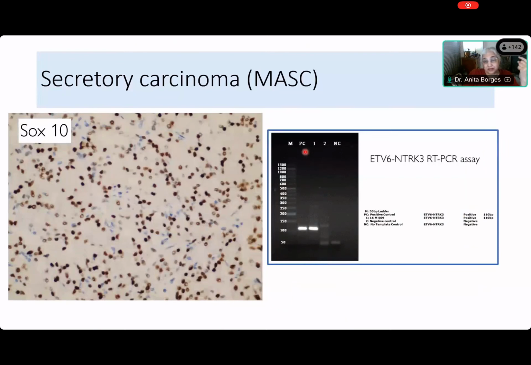And we said that secretory carcinomas also express SOX10. So here is SOX10 being expressed by the secretory carcinoma. And if you want to go and do, which we did in our lab, just for the purposes of demonstration, you can demonstrate that there is an ETV6-NTRK3 translocation. So this is a secretory carcinoma. Now, was it difficult to make that diagnosis? The answer is no. The moment you say that there are no myoepithelial cells in the tumor.